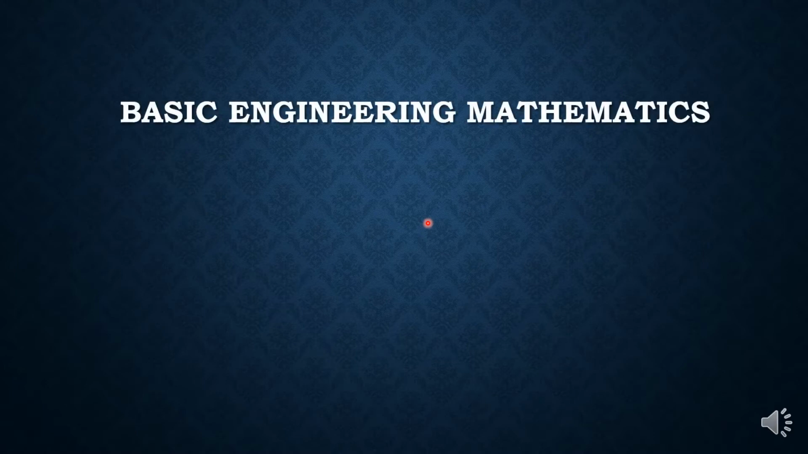Our today's topic is singular and non-singular matrices in the matrices chapter. So what is a singular matrix and what is a non-singular matrix? If the determinant of a square matrix is 0, then it is called a singular matrix. And if the determinant of a square matrix is not equal to 0, then it is called a non-singular matrix.